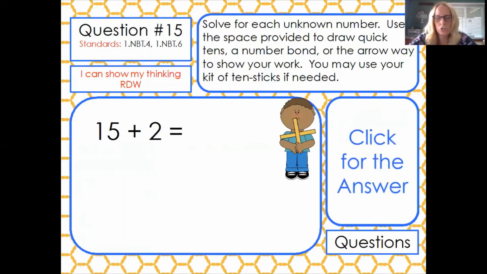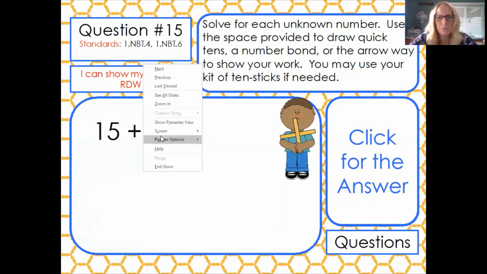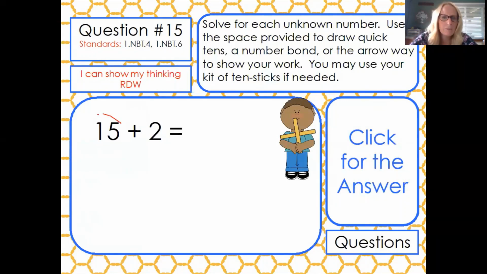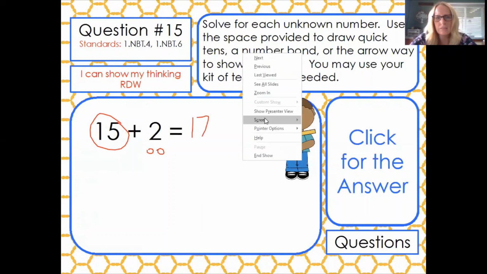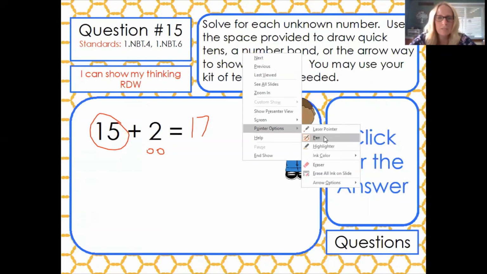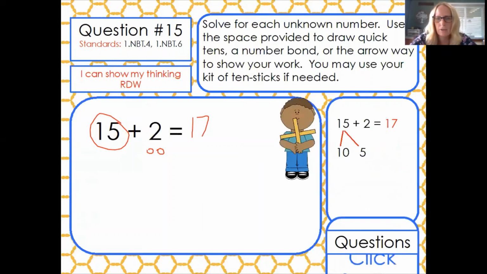15 plus 2. Now, whenever I see a very small number being added, I think of that strategy counting on. This would be a really easy one to put 15 in your head and just draw your 2 circles and count on. 15, 16, 17. That's easy peasy. I don't think we need to draw quick tens to figure that one out. I mean, you could, but it's super easy to just count on.